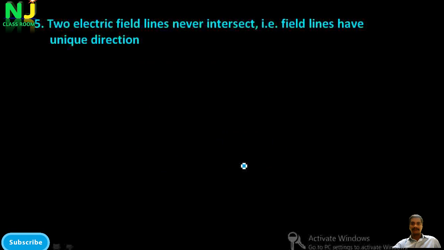Two electric field lines never intersect each other, because the direction of the electric field is always unique at a point in an electric field. Let us consider this is a plus Q charge. If you draw the electric field line here, this is the direction of the electric field acting from the plus Q charge. So at this point, the direction of the electric field is always unique.